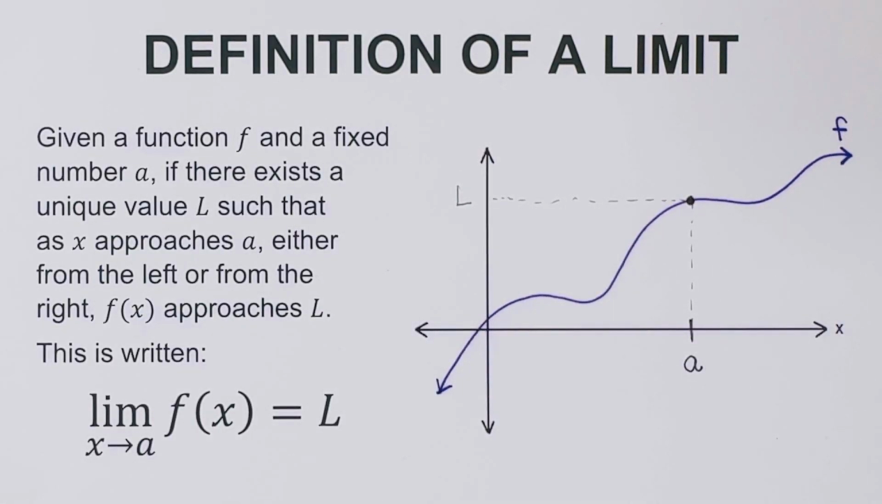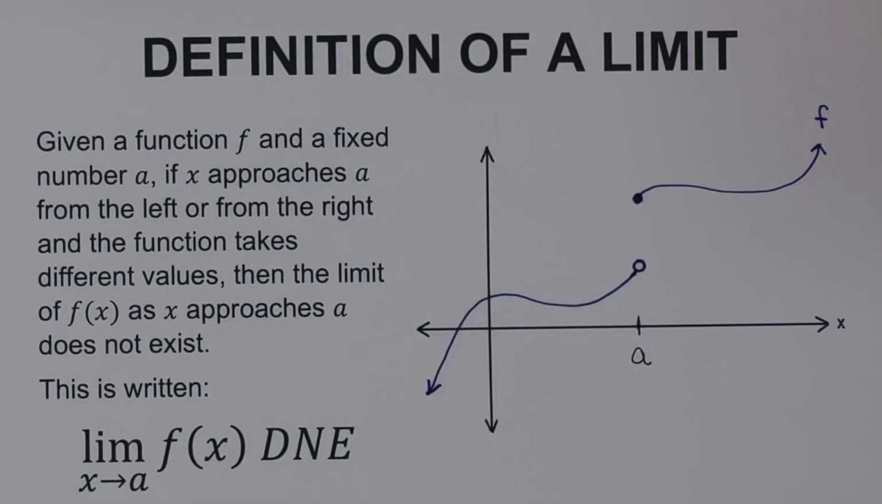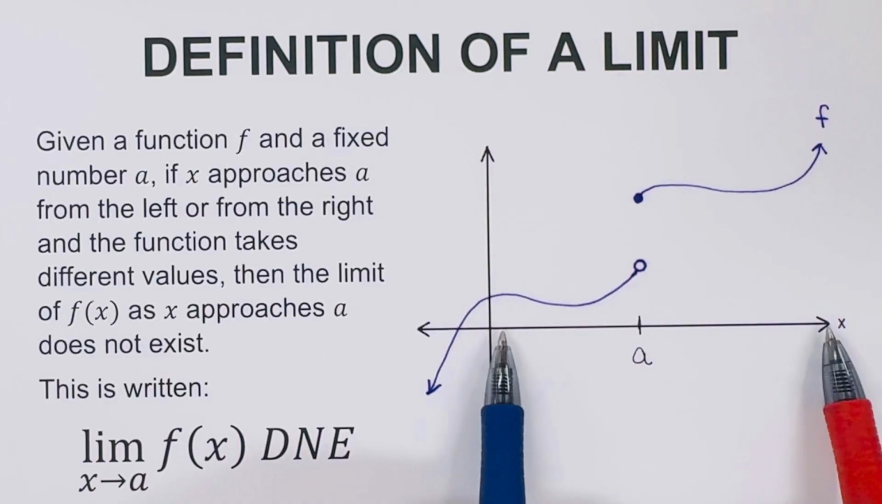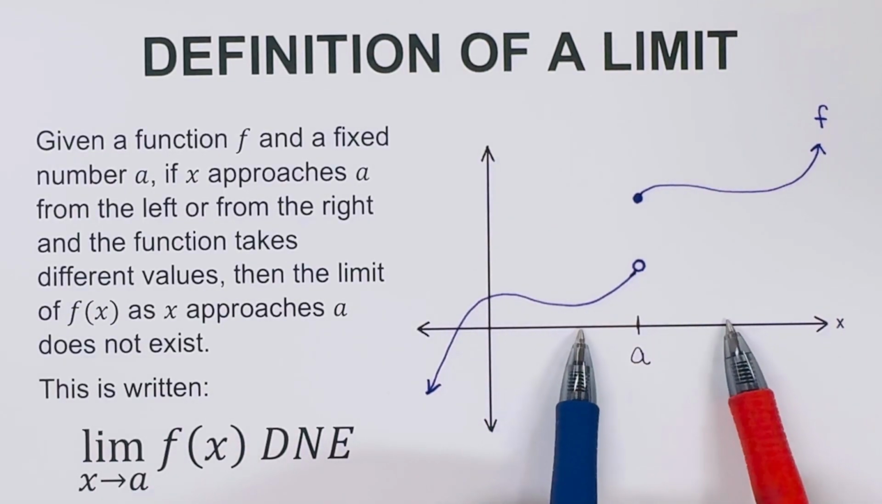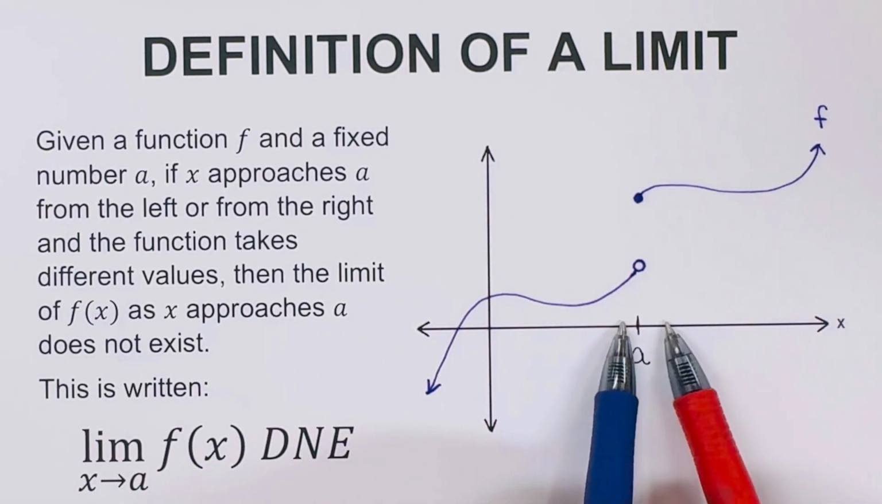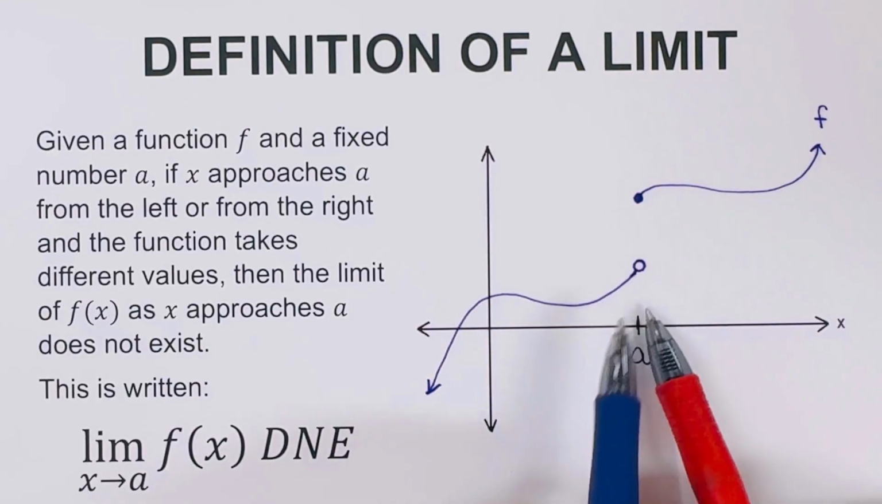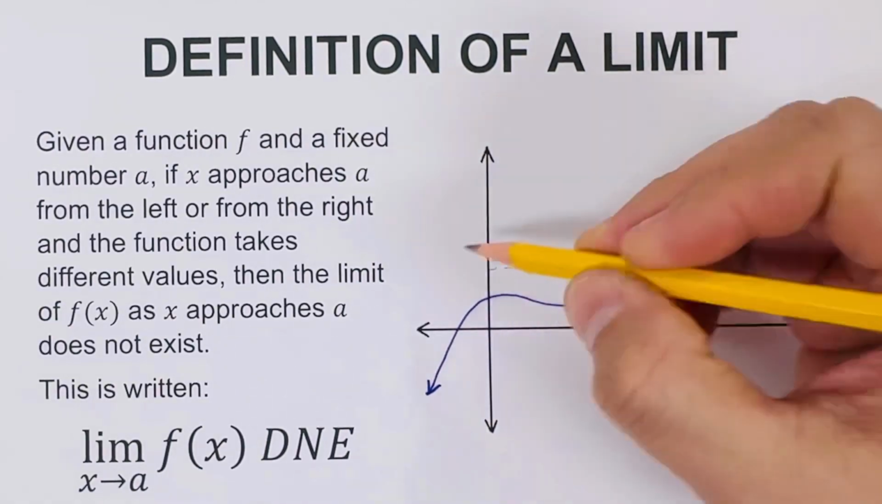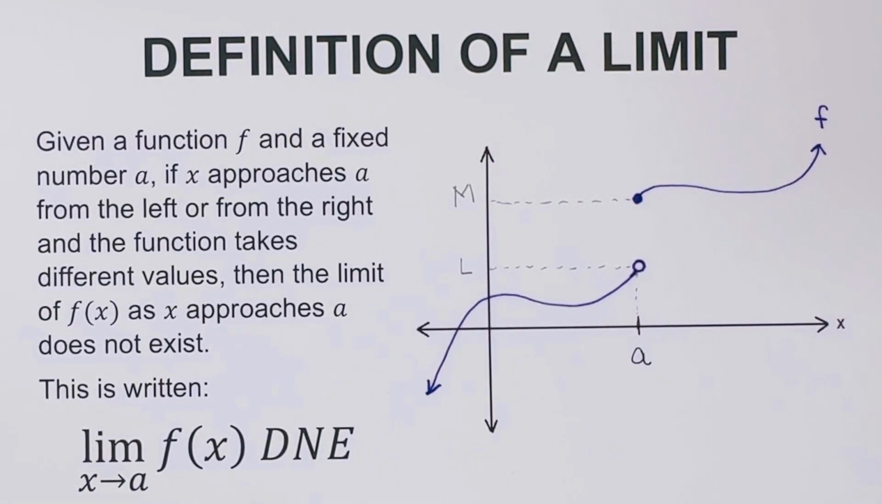Now, what happens if they don't apparently end up the same value? So given this function right here, if x approaches a from both left and right, and the function takes a different value, in this case right here, we have two values, then the limit of f of x as x approaches a does not exist, which is given an acronym DNE.